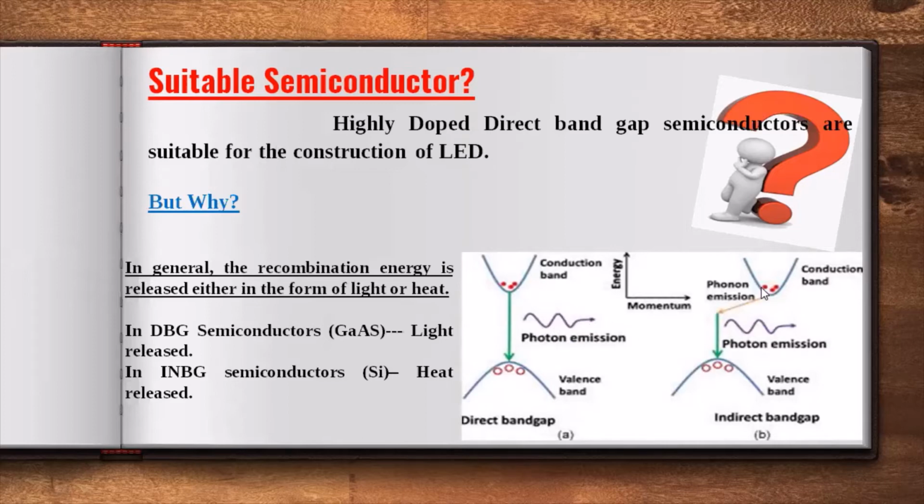Whereas in the case of the indirect band, the emission of energy takes place in the form of heat.